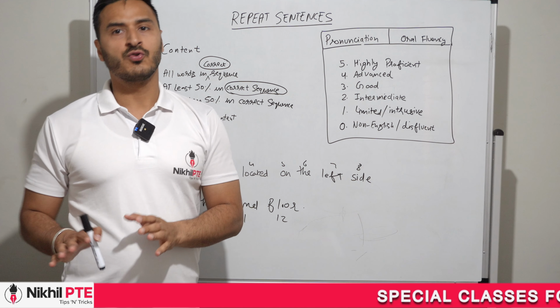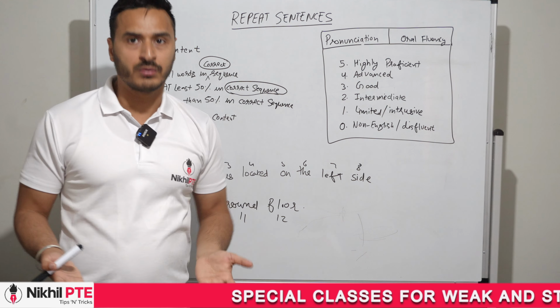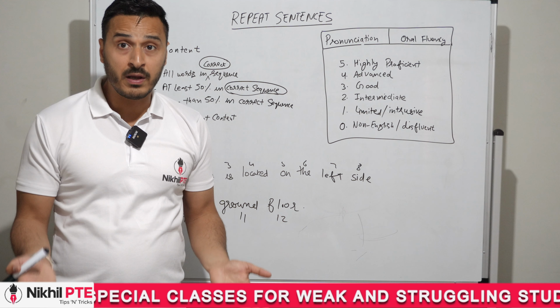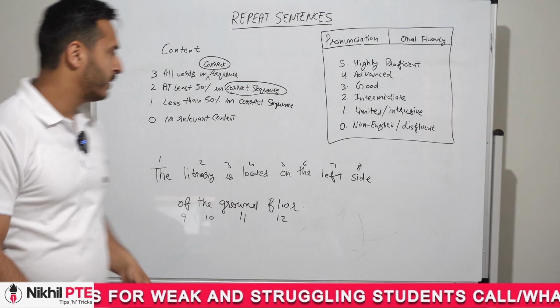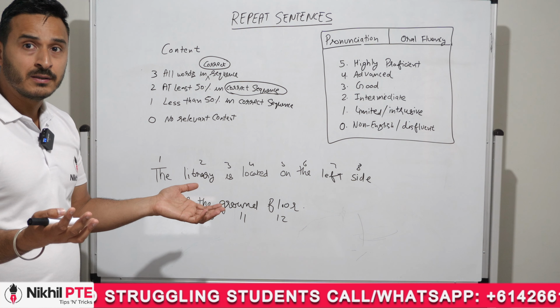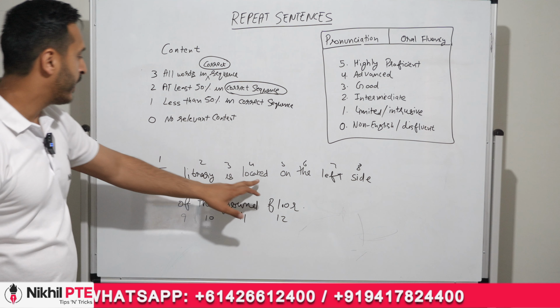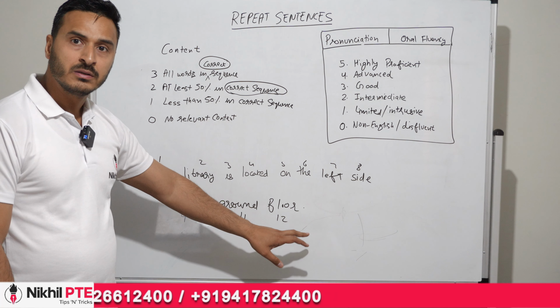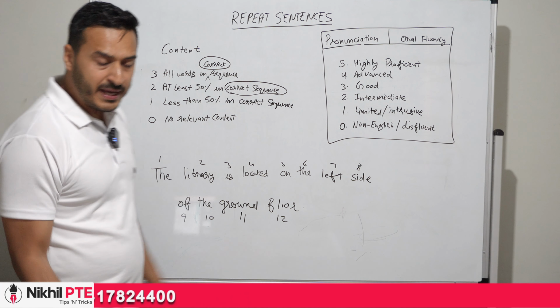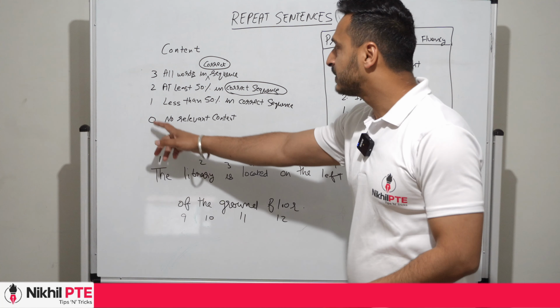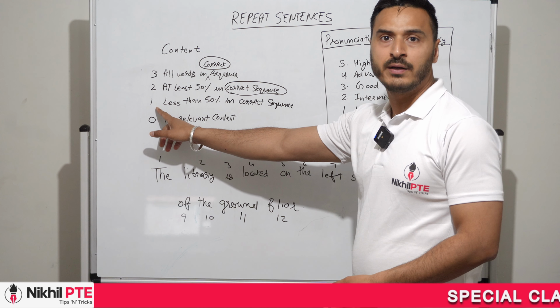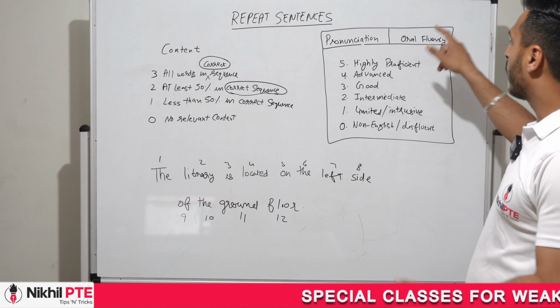Approximately 5 to 10 questions may come in your real exam. It depends on the software. Sometimes 2 or 3, sometimes 7 to 8, it depends. So what happens when you speak less than 50%? Let's say, "The library is located ground floor." In that way you will lose marks in your content along with pronunciation and fluency.